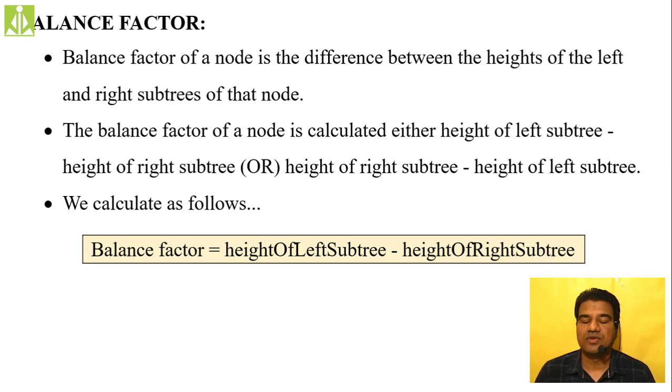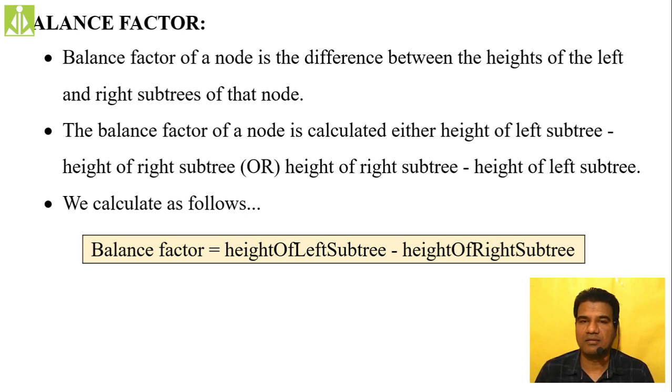The balance factor of a node is calculated simply using that formula. Either way you can calculate it, subtracting the height of the left subtree from the right subtree, or the height of the right subtree from the left subtree. In both ways you will get the balance factor. We have written the formula here: balance factor equals height of left subtree minus height of right subtree.